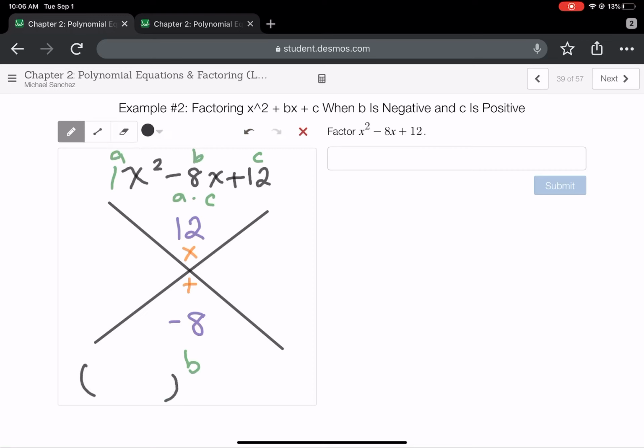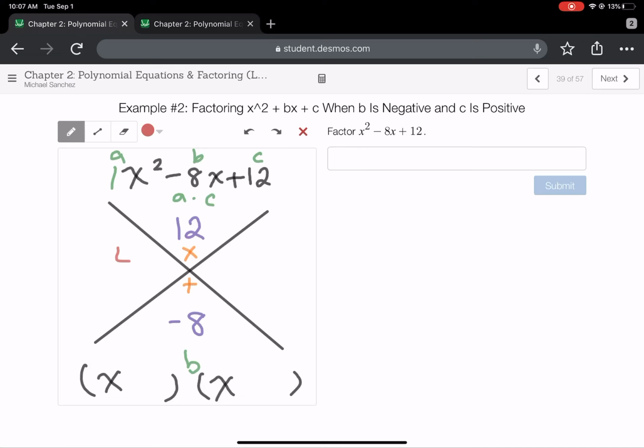So again, we're going to end up with two products right here: X plus or minus something and X plus or minus something else. All right, so let's start thinking of the products that give us 12. Okay, the first one that comes to mind is 4 times 3. 4 times 3 gives me 12, but 4 plus 3 gives me 7. 4 minus 3 gives me 1. Okay, now that I have a subtraction symbol, that means that one of these is going to be negative, or both could be negative.